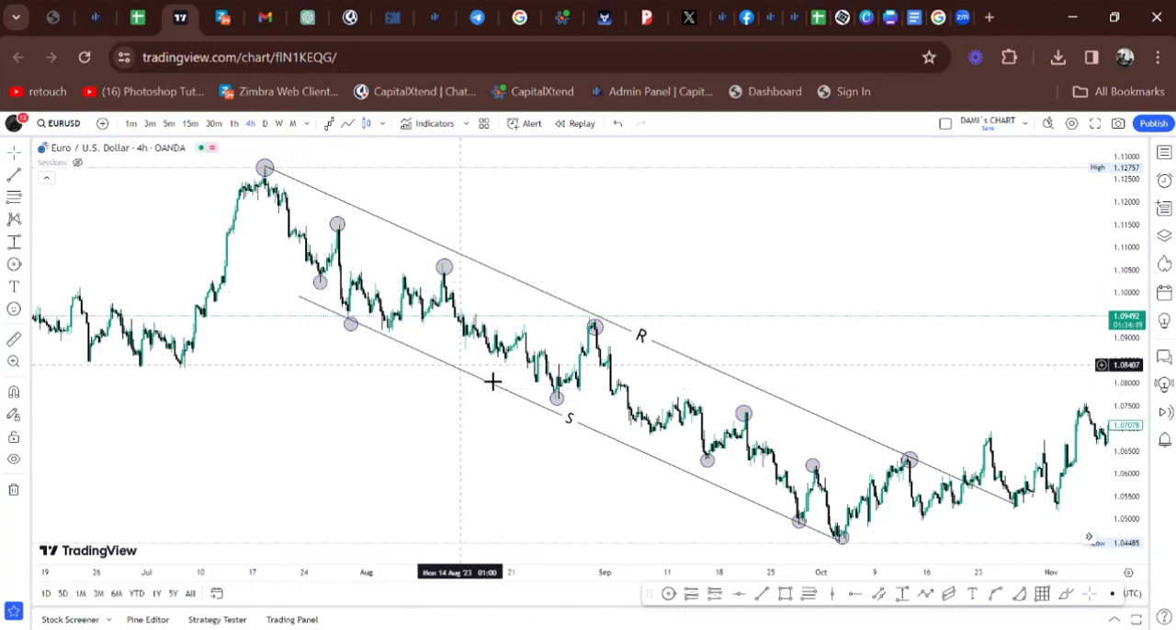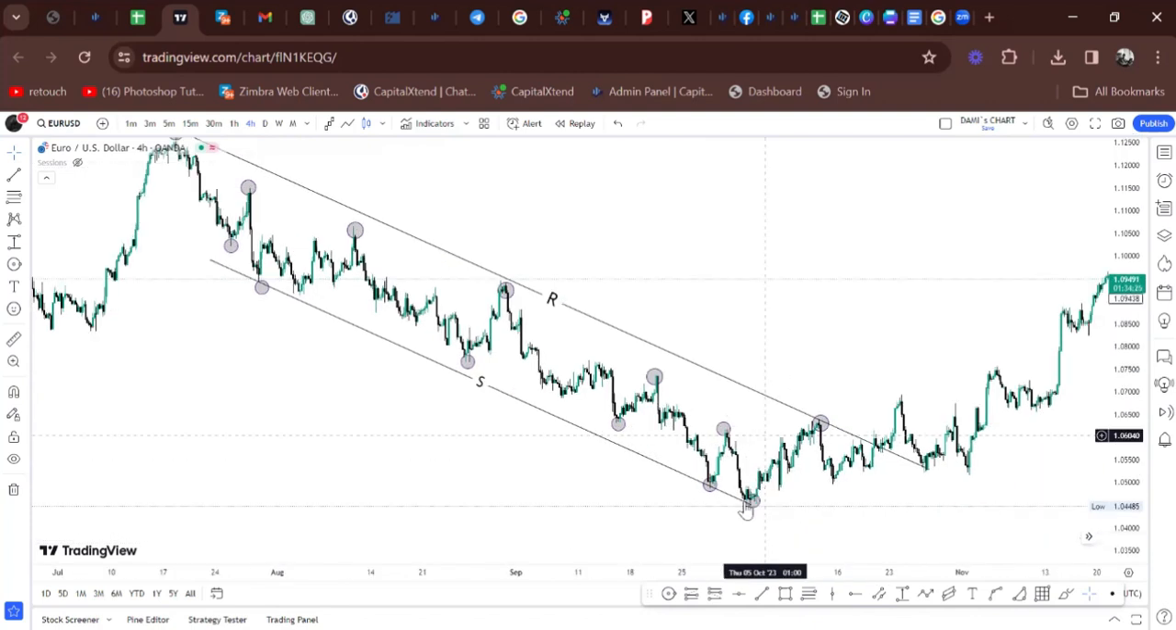Now, next after that, we have another lower low. Why is this a lower low? Because this low is lower than this low. Then we had another lower low here. This low is lower than this low. We had another lower low. This low is lower than this low. We have another one here, lower than this one. And that was the point where price gave us the last low.